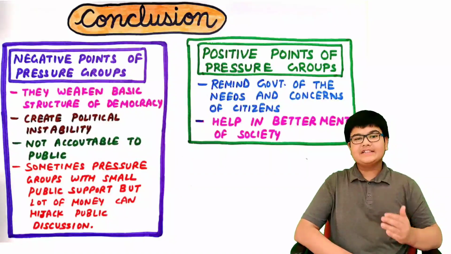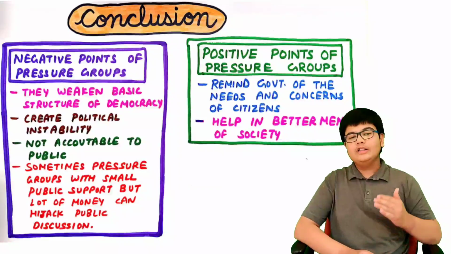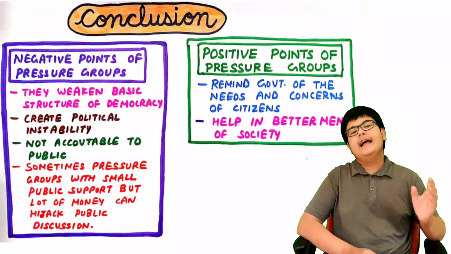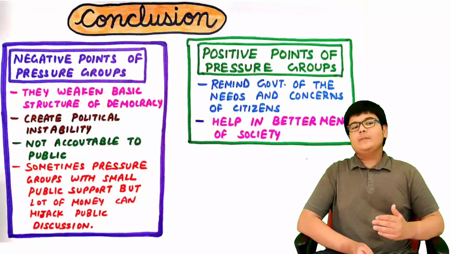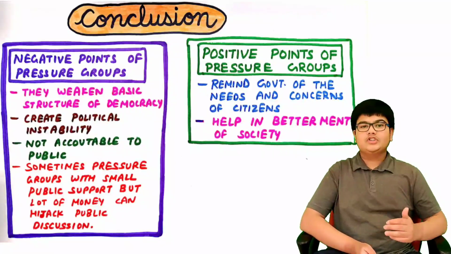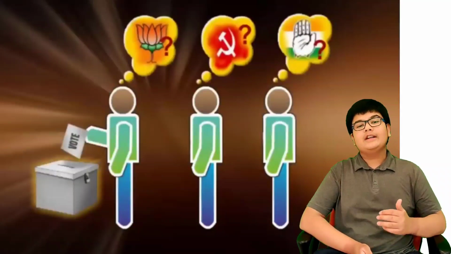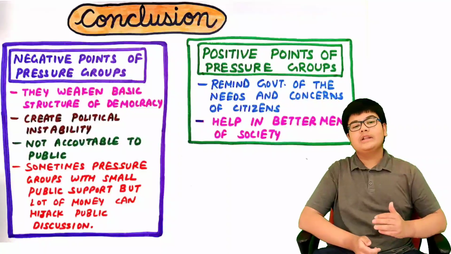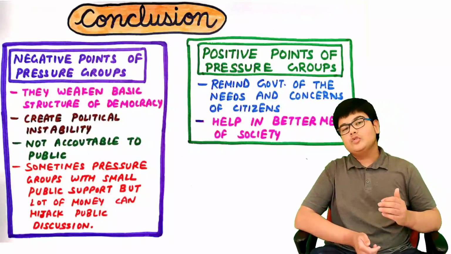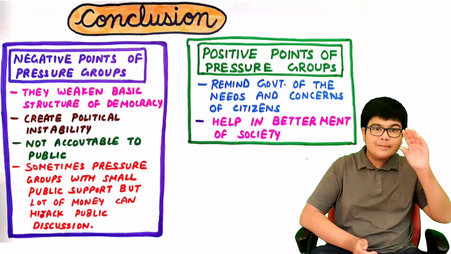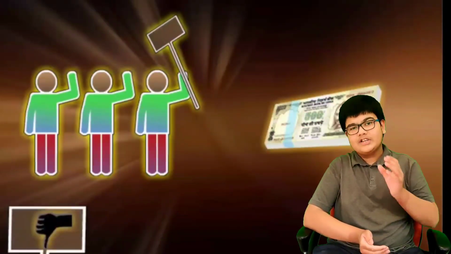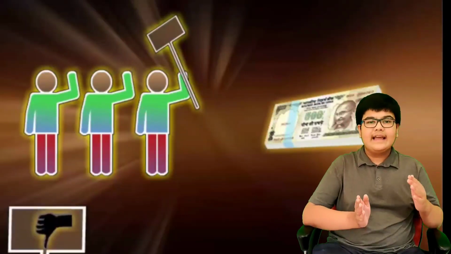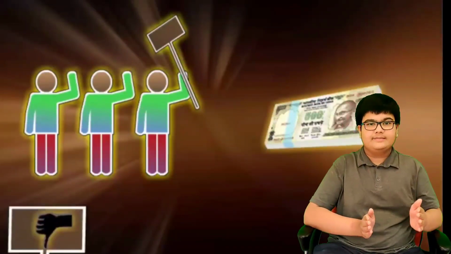Now, let us conclude this chapter by listing all the negative points and positive points of the pressure groups. The negative points of pressure groups is that they weaken the basic structure of democracy. They create political instability and they are not accountable to the public. Sometimes pressure groups with small public support but a lot of money hijack the public discussion. If some pressure group has a very small issue but it has a lot of money, then it can get its issue to the front.